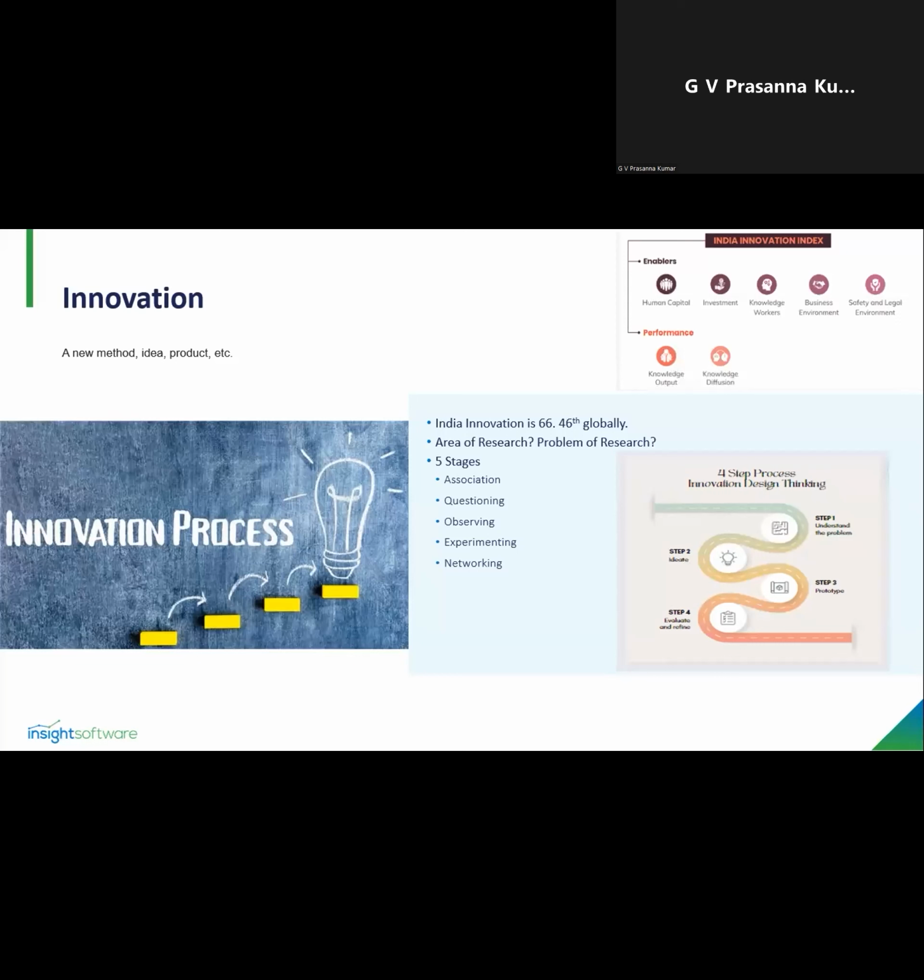Experimenting is something like a proof of concept. Now you have an idea, but you can't go and theoretically explain it to anyone. You have to show something, a provable concept. That's where experimenting comes into the picture. Finally, networking is a go-to-market strategy where your idea, your product, your method, whatever it is, you are demonstrating to the person who is already suffering because of that problem.